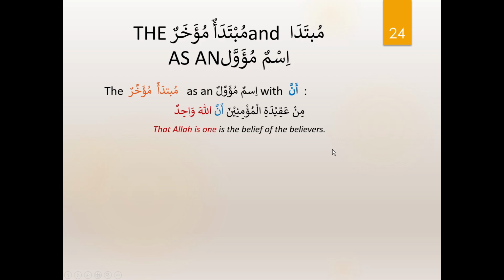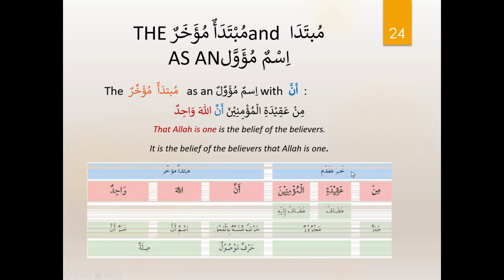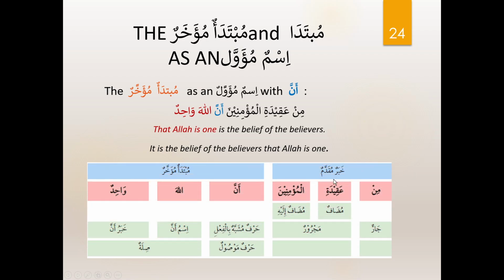Min aqidatil mu'minin. So as I said, even though it's mu'akhar in the Arabic sentence, in English, because it's what we're talking about, it will come in front. It is the belief of the believers that Allah is one is a possibility. But English is also getting flexible now, probably due to the Arabic. So we have khabar muqaddam, min aqidatil mu'minin, mubtada mu'akhar, annallaha wahidun. And these are the various bits and pieces that I'm sure you all know very well.